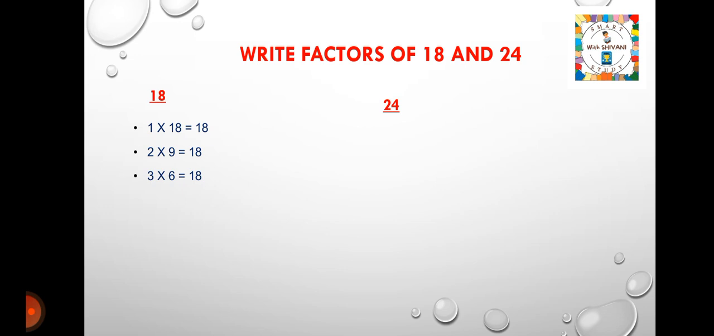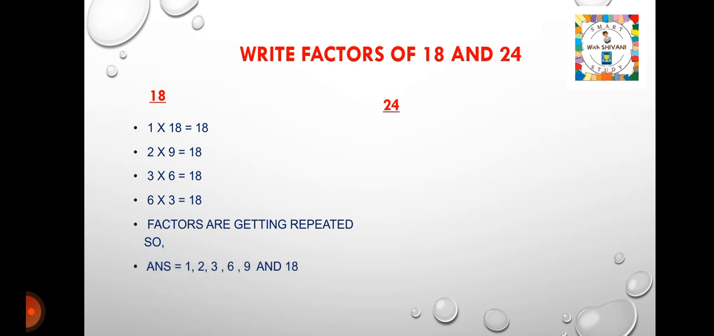Now 4 doesn't go with 18. 5 is not a factor of 18. Now we go to 6. So 6 times 3 is again 18. Now looking carefully, we see that 6 times 3 and 3 times 6 are the same. So they are getting repeated. That means we don't have any other factors of 18. So we should stop calculation and we write our answer as 1, 2, 3, 6, 9 and 18.